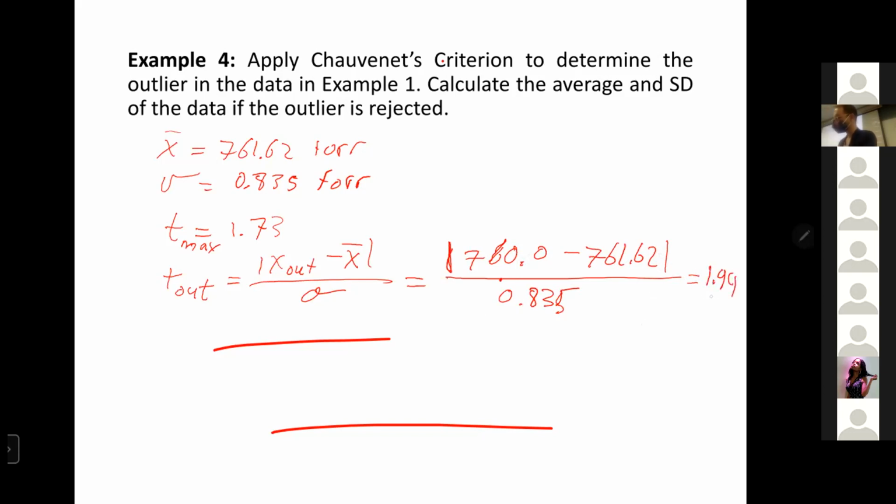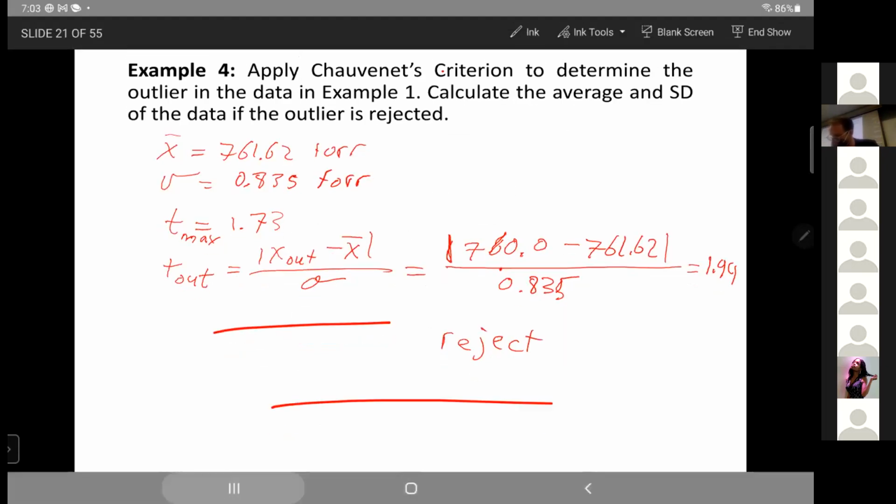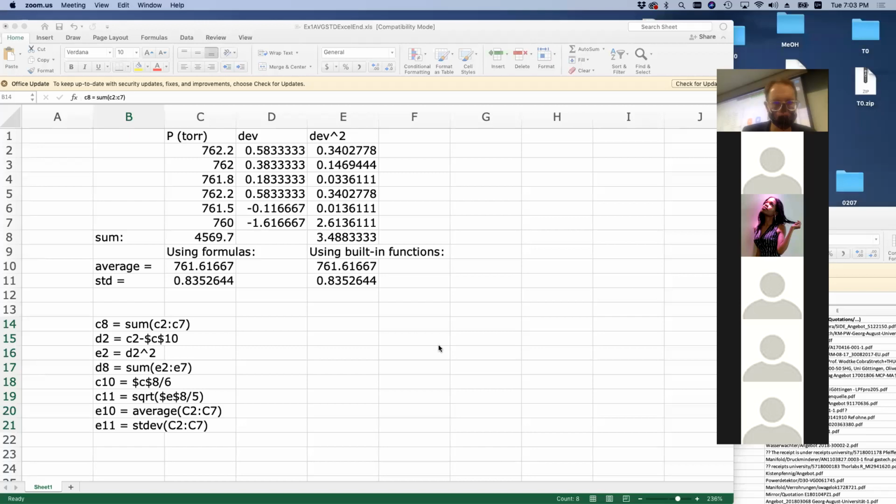Okay, and so this is more standard deviations away from the mean than T max. And so the conclusion is we should reject the outlier, and we should recalculate the mean and the standard deviation without that point. I'm not going to do that by hand because it's too much work, but there is a spreadsheet on the Blackboard site that you can use. And I'll show it to you.